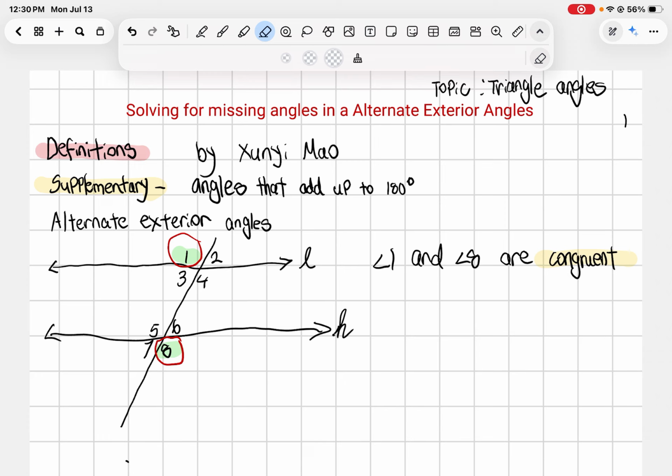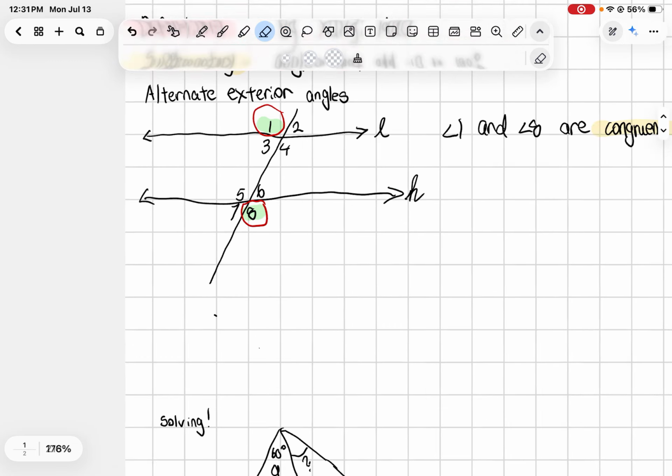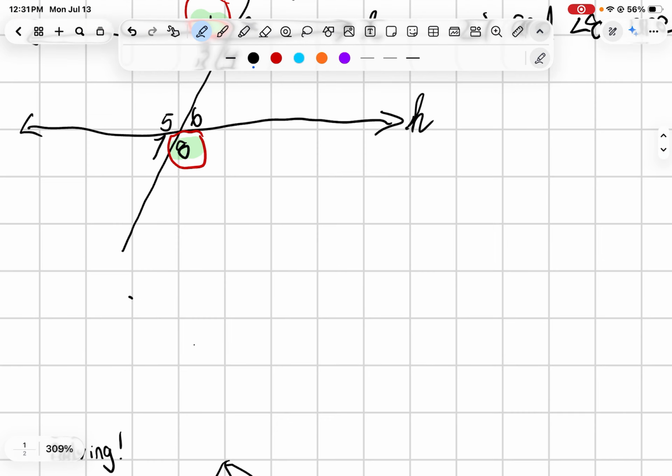The example I'm using is angle 1 and 8. If there's an alternate exterior angle, they're both congruent. What congruent means is that both angles are the same. That would basically mean if angle 1 is 30 degrees, then angle 8 is also 30 degrees. Then I will move on to the formulas for it.